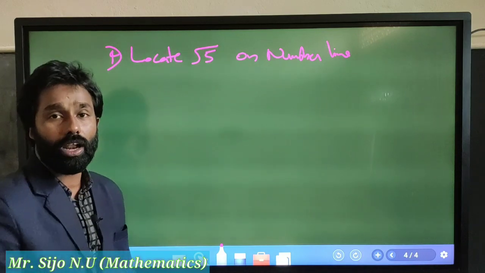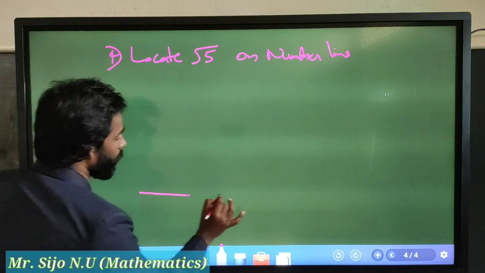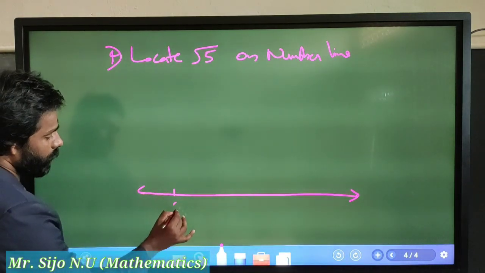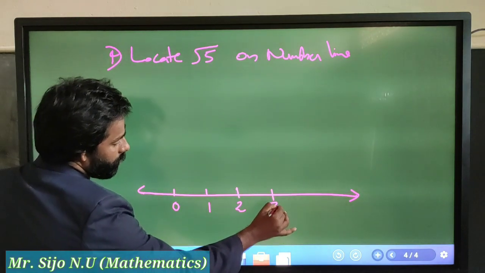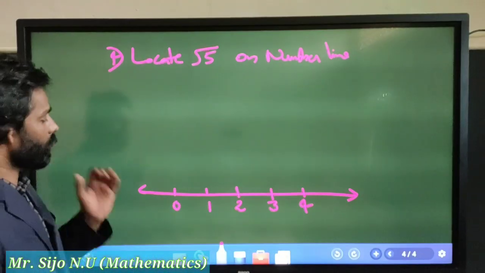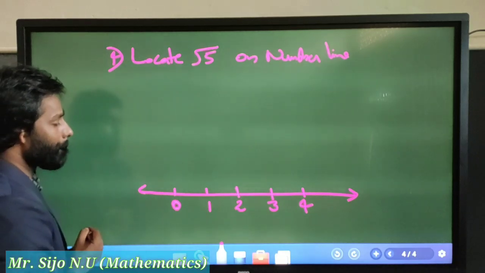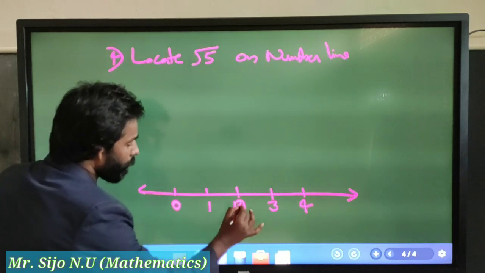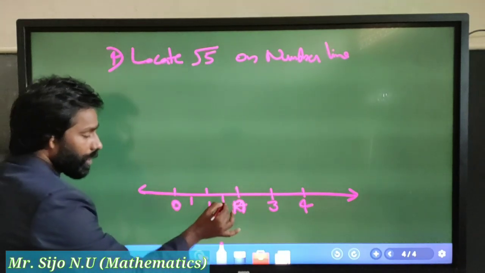Now consider here, locate root 5 on number line. Well, first we can mark a number line. Here we can mark it as 0, 1, 2, 3, 4, etc. So first we can treat this as O, and now the point here we can mark as A. We know that this is unit length, this is also unit length.